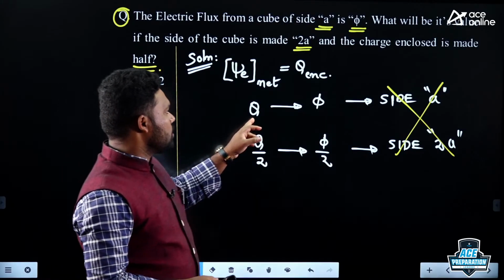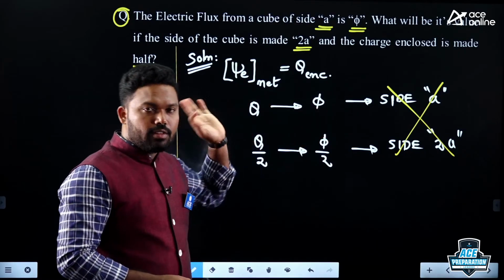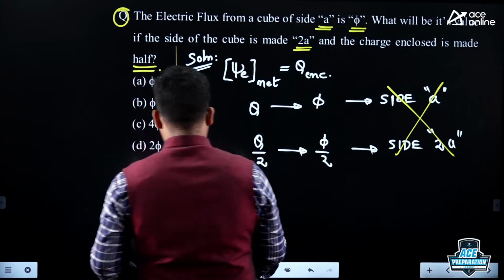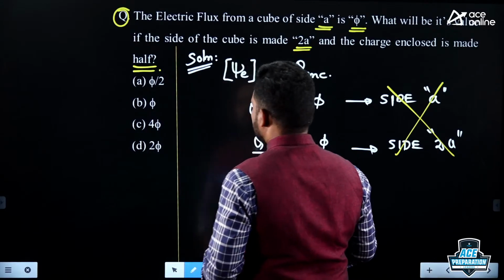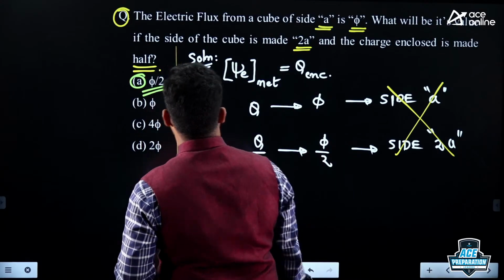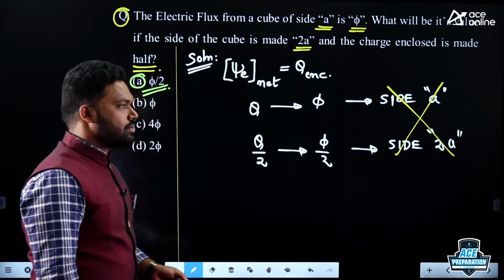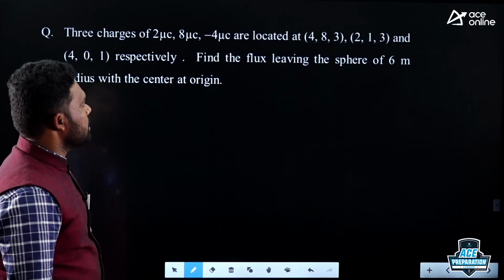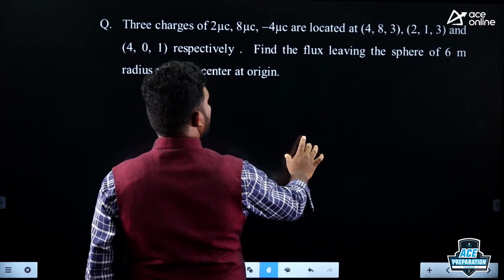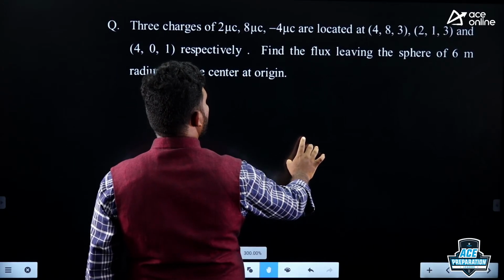So for the charge enclosed Q, the flux is phi. If the charge enclosed is halved, flux is also halved. Fine. So what is the answer here? Option A is the answer. Let us have one more question. Here is a question.